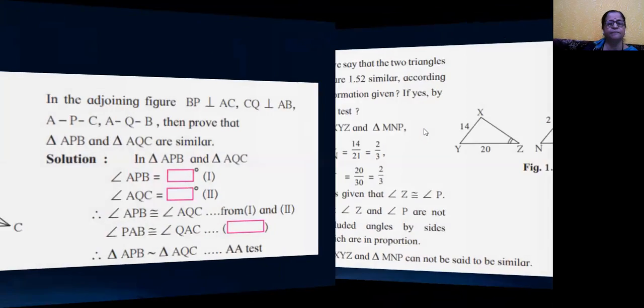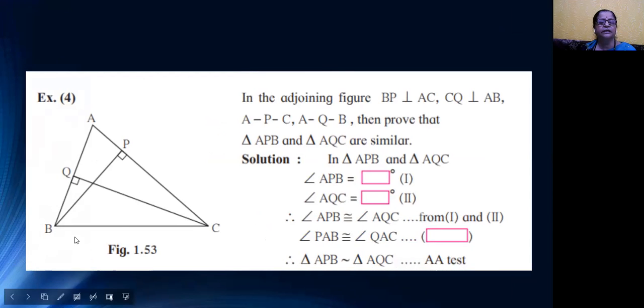In the next example, we are going to see that in the adjacent figure it is given that BP is perpendicular to AC and CQ is perpendicular to AB. Here P is in between A and C, and Q is in between A and B.